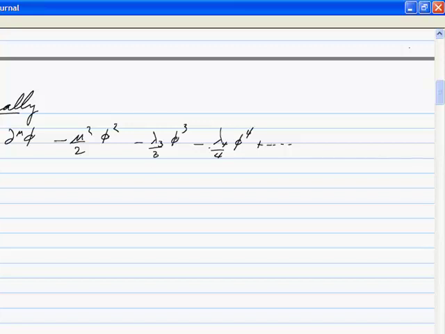You could forbid this one by a symmetry, by phi goes to minus phi. So let's write that better. It goes to minus phi as a symmetry.